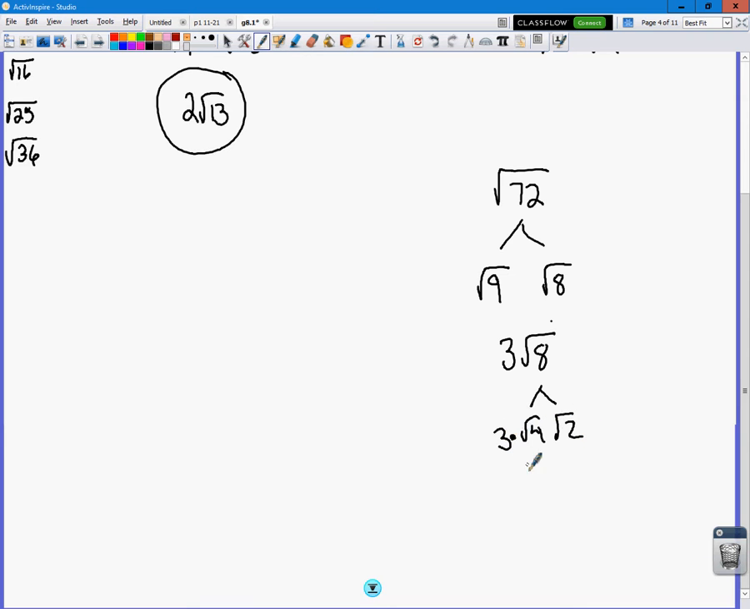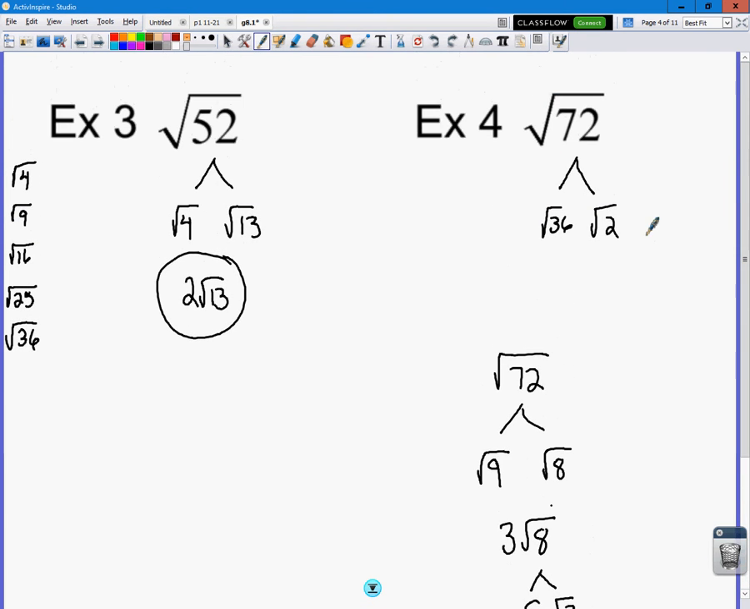So, again, if I think about this, this is 3 times the square root of 4 times the square root of 2. But what is the square root of 4? So I now have 3 times 2 times the square root of 2, which is 6 square roots of 2. This is also what? 6 square roots of 2.